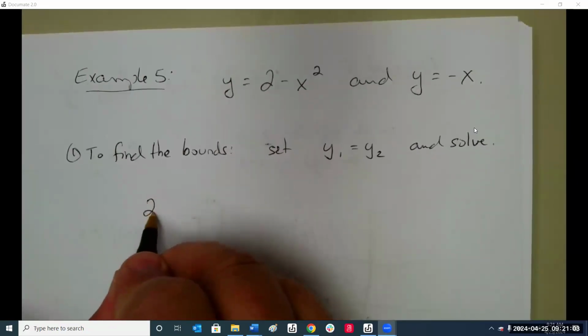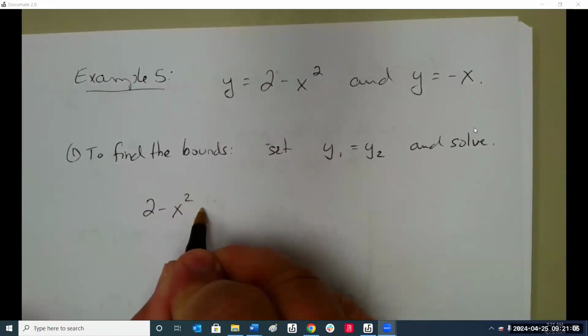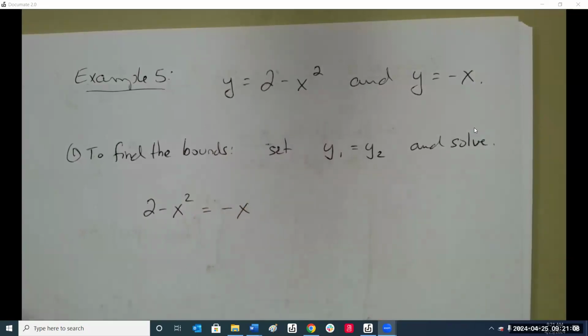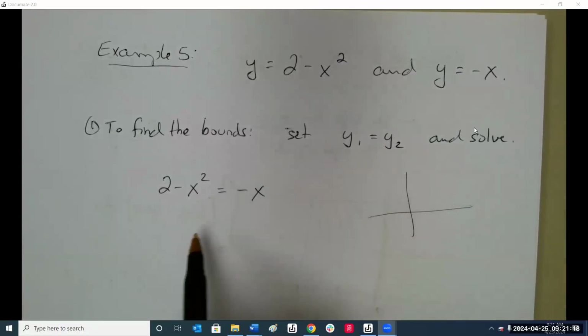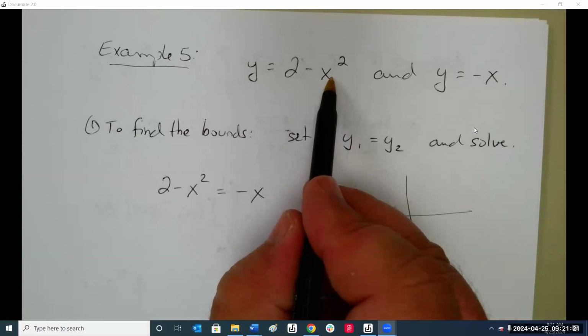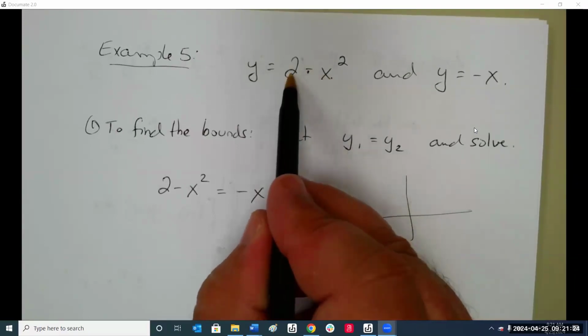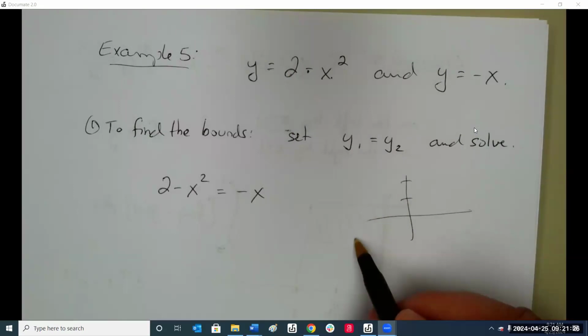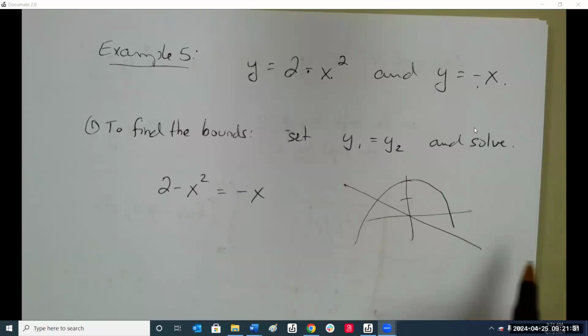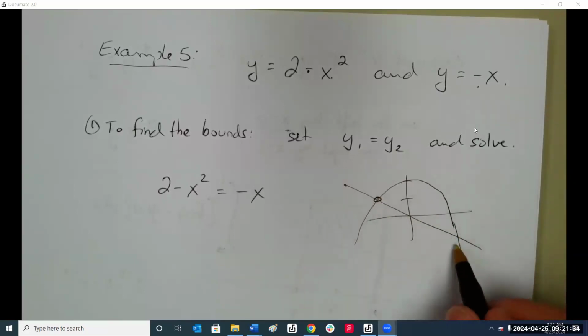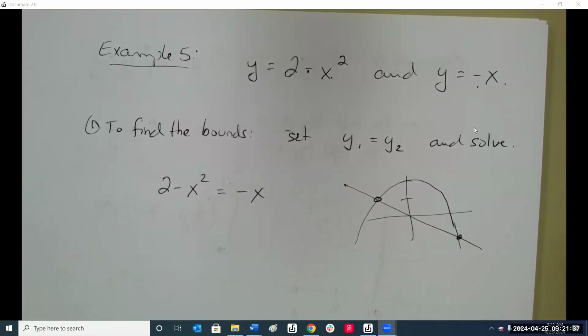So we have 2 minus x squared equals -x. Algebraically, we can see which one's the higher one and which is the smaller one. This one is easy to graph because it's a quadratic equation, it's pointed down and lifted up 2 spaces. This one is -x. So we're gonna have 2 points of intersection. This is the way we'll find them.